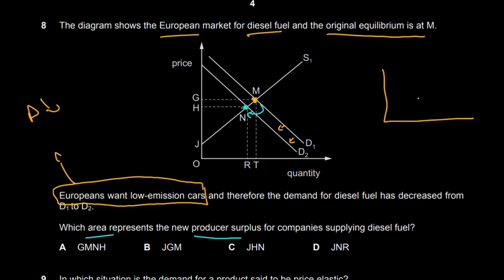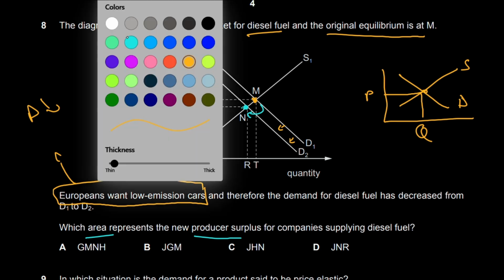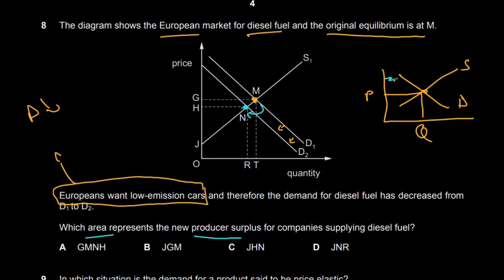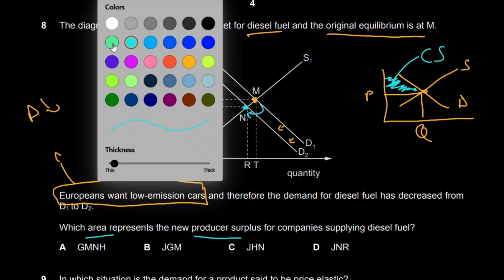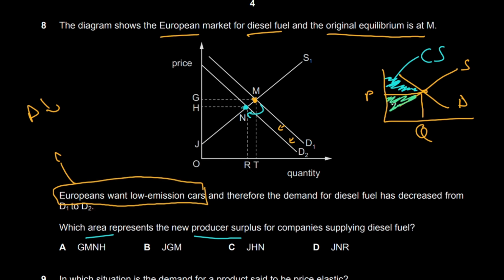Here's our graph, our supply curve, our demand curve. This is our equilibrium, and this is our price level, while this is our quantity supplied level or quantity demanded level. So the area above the price and the supply curve, but below the demand curve, this entire region, this is our consumer surplus, while the area below the demand and price curve, but above the supply curve, this entire region, this is basically our producer surplus. Okay.